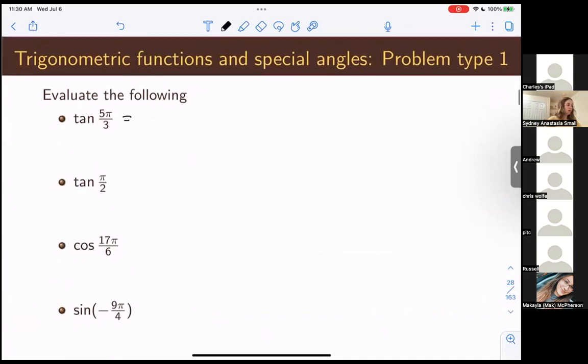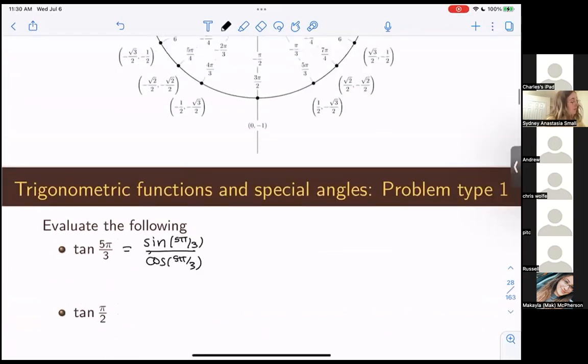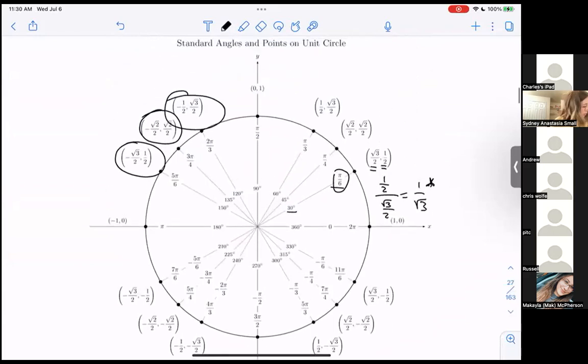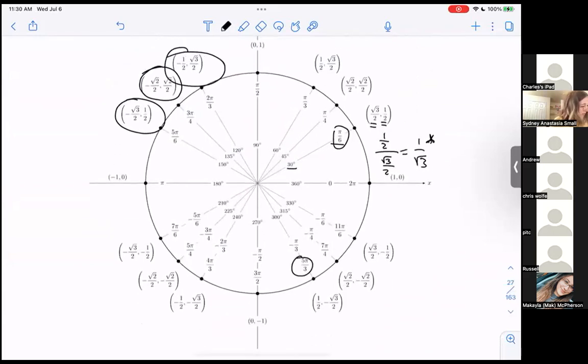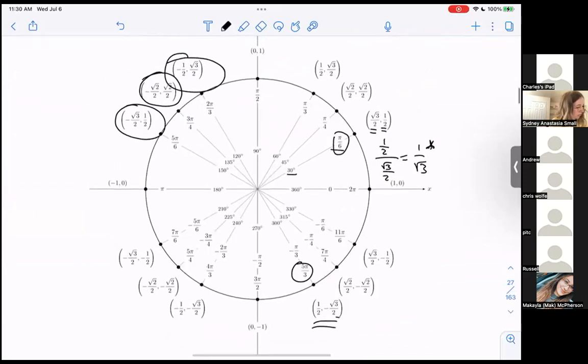Okay. So, evaluate the following. We want the tangent of 5 pi thirds. From the previous few slides, we know that that is just the sine of whatever our theta is, which is 5 pi thirds, over the cosine of 5 pi thirds. Conveniently enough, 5 pi thirds is one of the special angles on our unit circle. It is actually right here. And we know from this coordinate right here alone that the sine of 5 pi thirds is negative √3 over 2, and that the cosine of 5 pi thirds, which is the x value, is just 1/2.